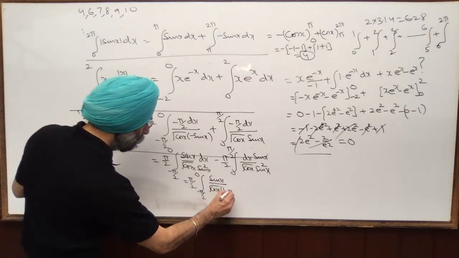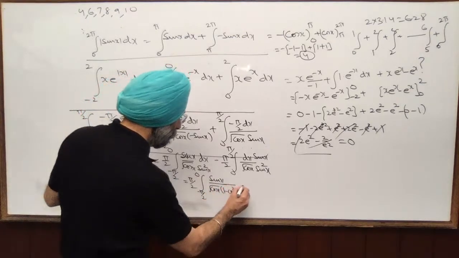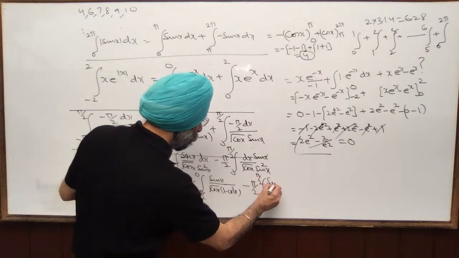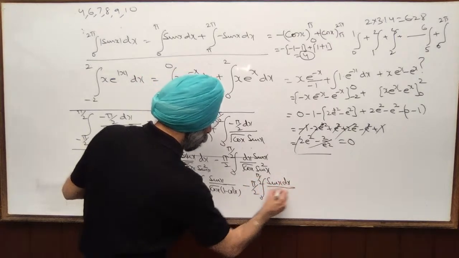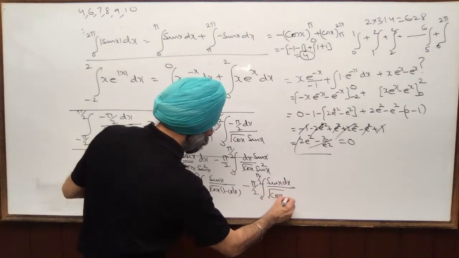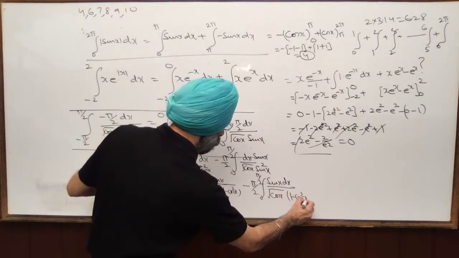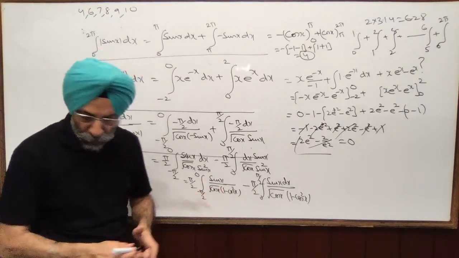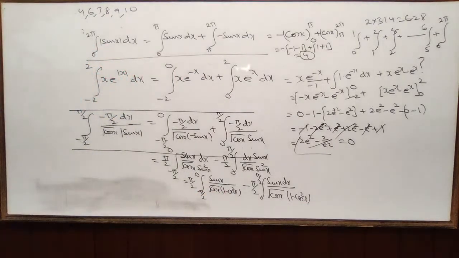Sin square x is 1 minus cos square x, minus pi by 2 0 to pi by 2. This is sin x dx over under root of cos x into 1 minus cos square x. So Pranav, now you take cos x equals to t. मैं कोई नहीं दोनों complete करके दे रहा हूँ question.